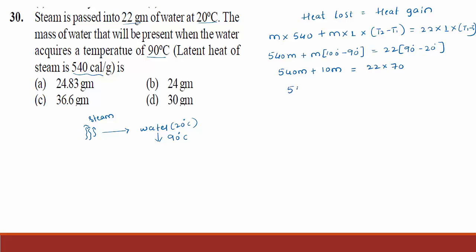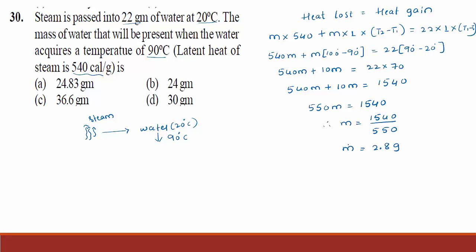So we can write 540 m plus 10 m is equal to 22 into 70, that gives 1540. So 540 m plus 10 m, that gives 550 m, is equal to 1540. Therefore, we get m equal to 1540 divided by 550. So this is the mass of the steam, that is 2.8 gram.